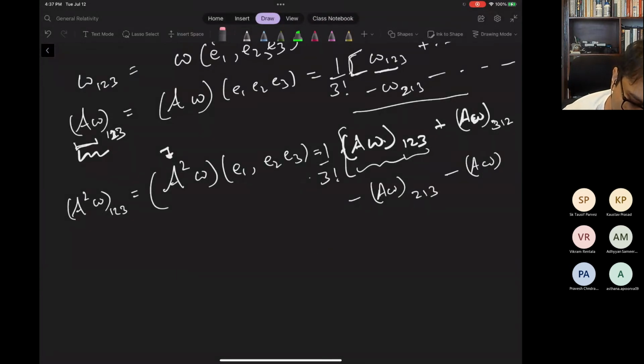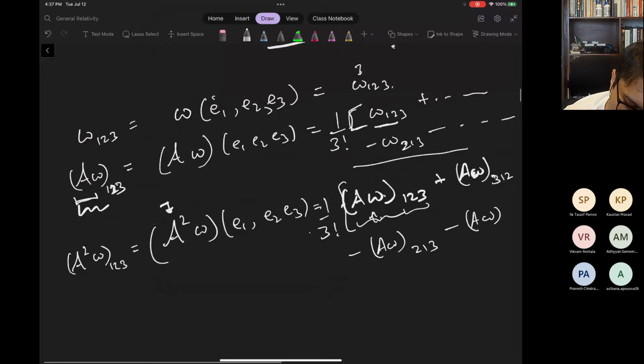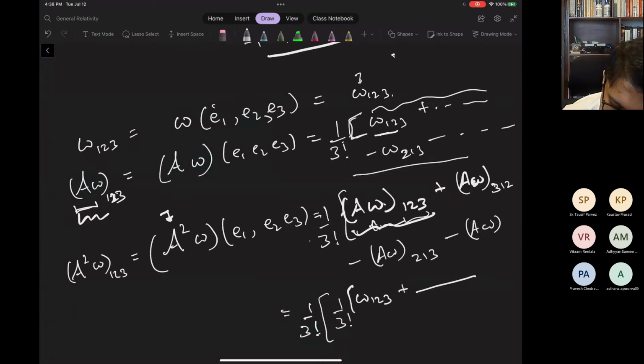Okay, and what we will get is something like, so this one will be expanded into 6 terms. So it's 1 over 3 factorial, and then there's another 1 over 3 factorial times, now I'll have 6 terms. So there'll be omega 1, 2, 3 plus, again, all even permutations will come with plus signs, odd permutations will come with minus signs.